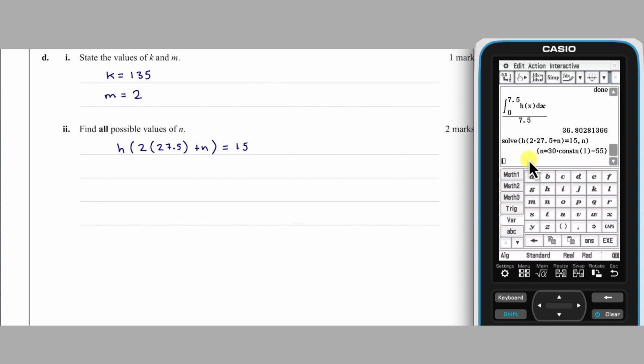This output is the ClassPad's way of saying that n equals minus 55 plus some integer multiple of 30, the period of the height function. We can write this as n equals minus 55 plus 30k, where k is an element of the set of integers.